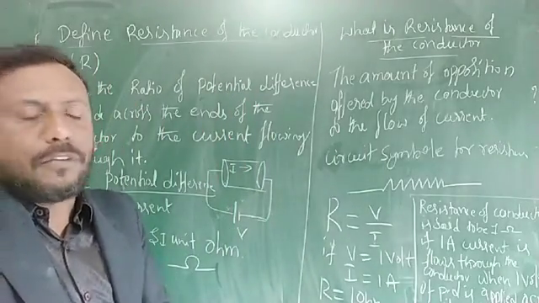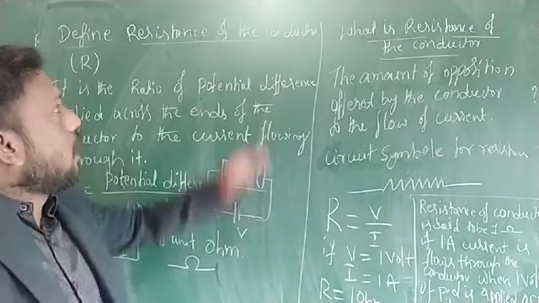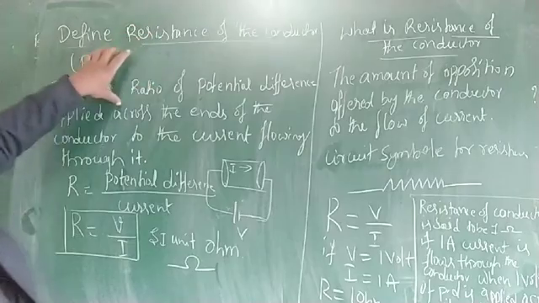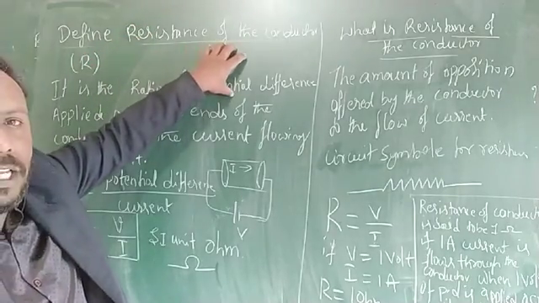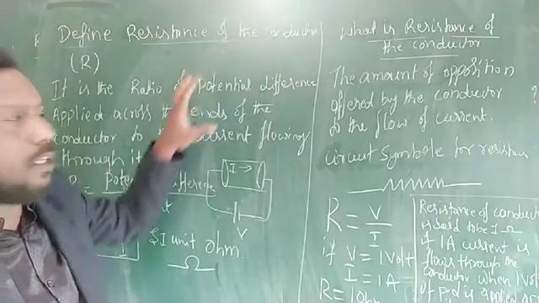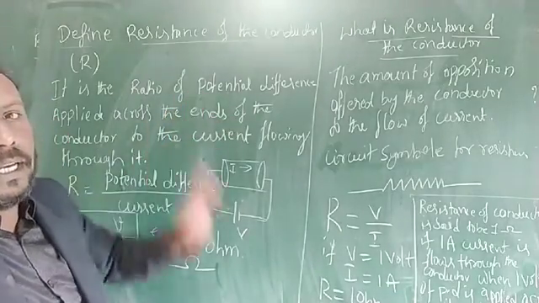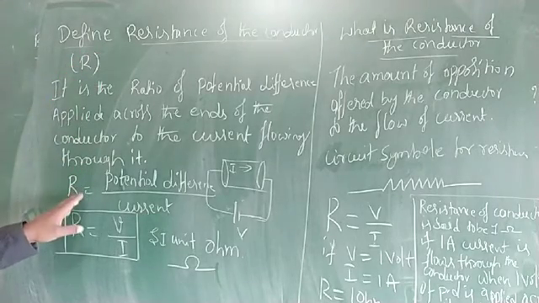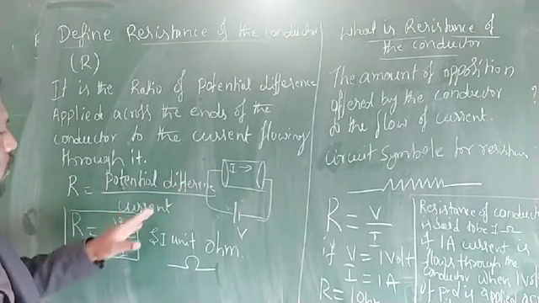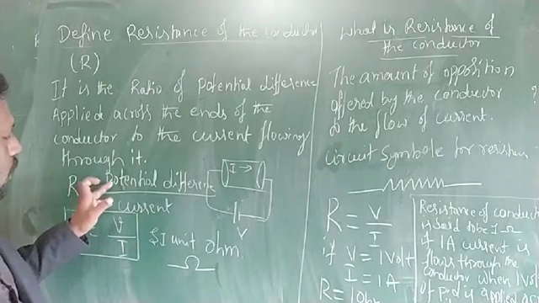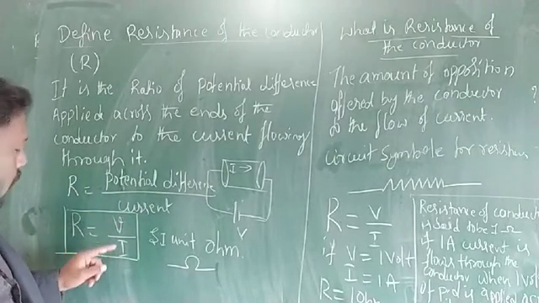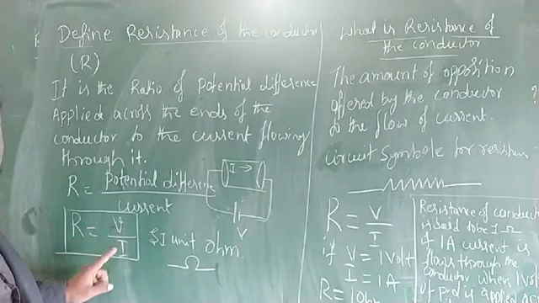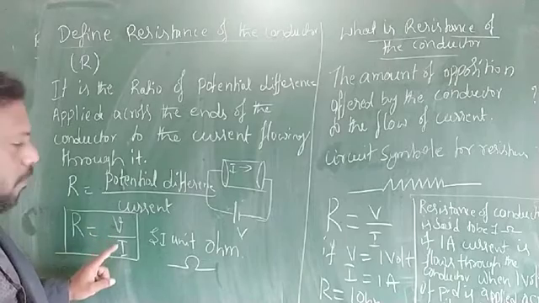1 ohm resistance, a very important question for annual examination. Define the resistance of the conductor. Resistance of the conductor is defined as the ratio of potential difference applied across the conductor to the current flowing through the conductor. Therefore, R is equal to potential difference divided by current. Potential difference is denoted by the symbol V and the current by the symbol I. Therefore, R is equal to V divided by I.